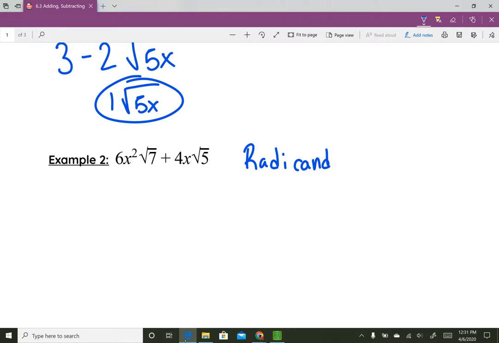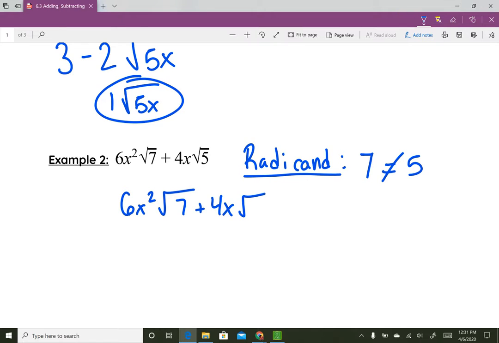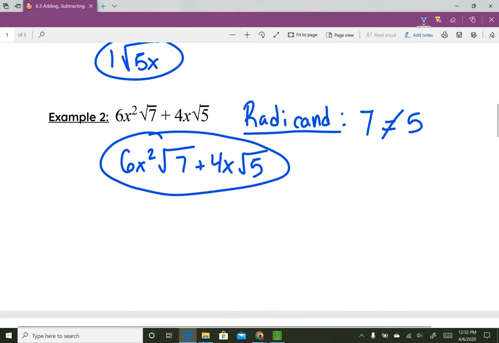My radicand for my first one is 7. My radicand for the second one is 5. Do they equal each other? They do not. So guess what? My answer here is I'm just going to rewrite this. I can't simplify the square root of 7. I can't simplify the square root of 5. So there's nothing I can do here to make these the same. They both have the same index. That's great, but I need the same radicand as well, or else I just can't add or subtract, right?